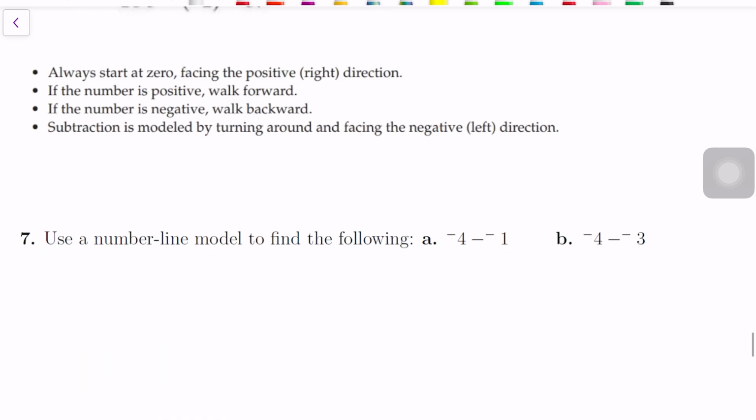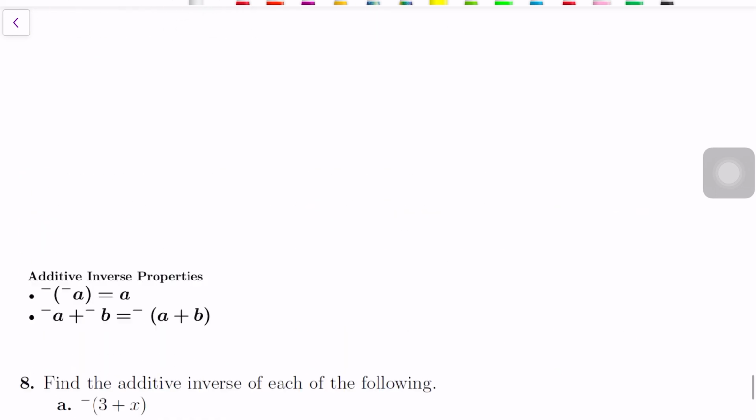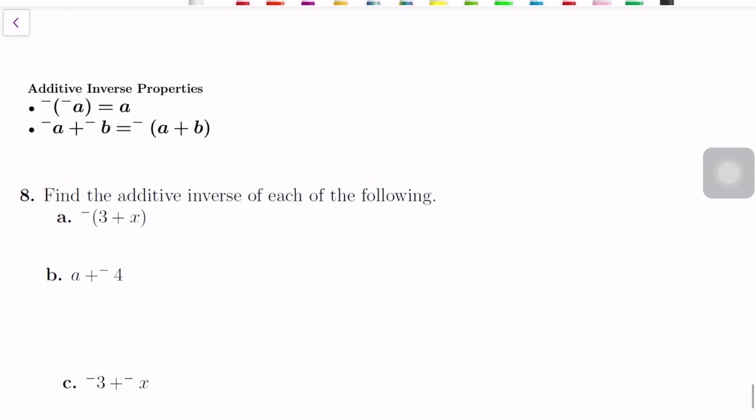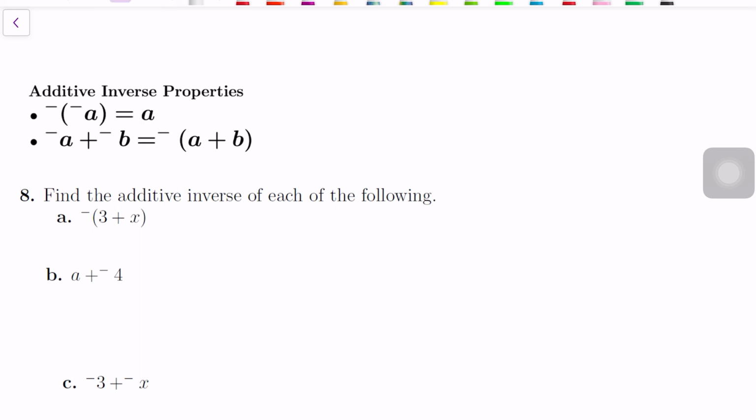Okay, I wanted to do something here. The order is scrambled a little bit. I'm going to do additive inverses first. So let's find the additive inverse of each of the following, and I want to use the additive inverse properties. They were listed above, but I also copied them here. We already figured out that the additive inverse means the same as opposite, just to be clear.